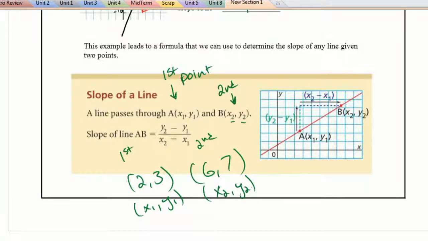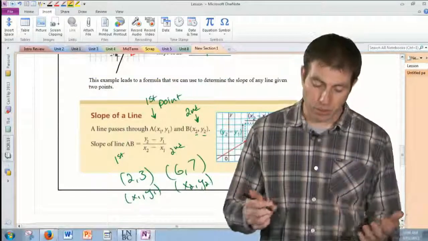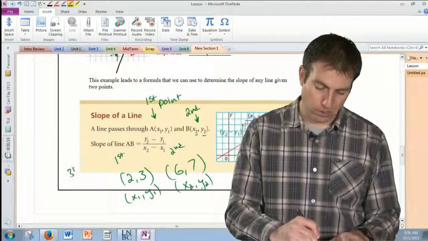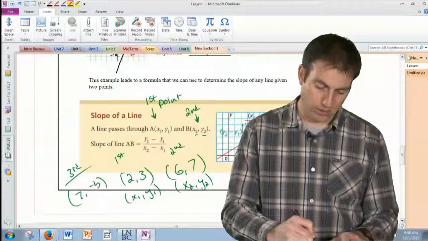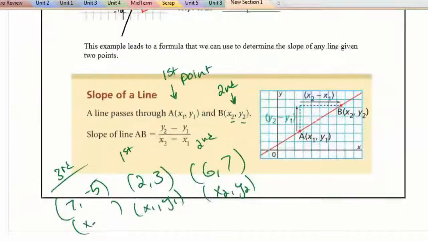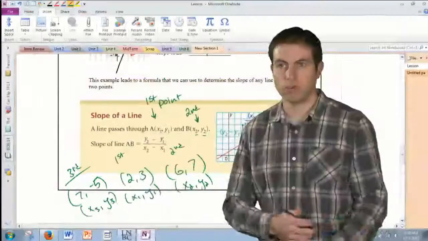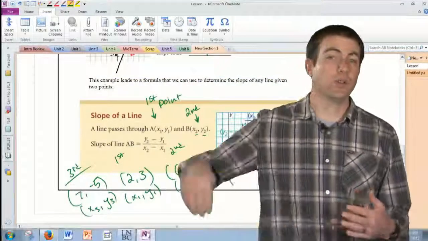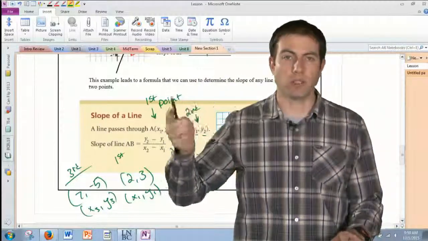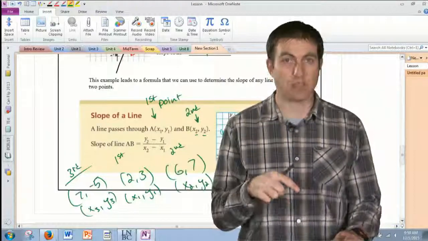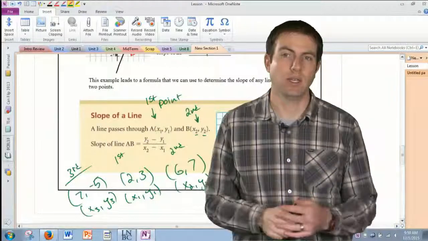So it's a way that we try not to confuse each other when we're talking about ordered pairs. If I had a third point, it could be 7, negative 5, and this would be x3 and y3. I could keep doing that for as long as I want. The 3's don't go on the top. It's not x cubed or y cubed or x squared or y squared. It's just x with a little 3 next to it to indicate it's the third point.